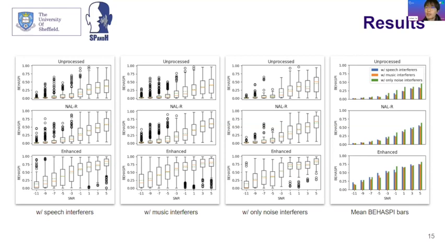However, the gap of the enhanced signals is not that big, because presumably the enhancement system did an okay job. But for the low SNR scenes, the gap among these three types is very small for the unprocessed and NAL-R amplified signals. So I guess it's because the signals are not that intelligible anyway, so the interfering type does not matter much.